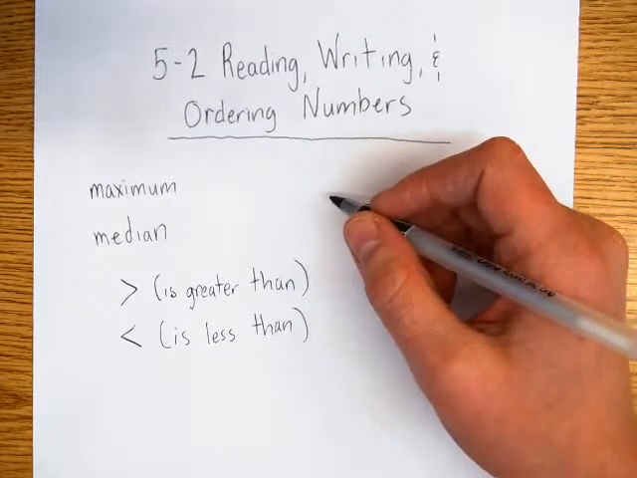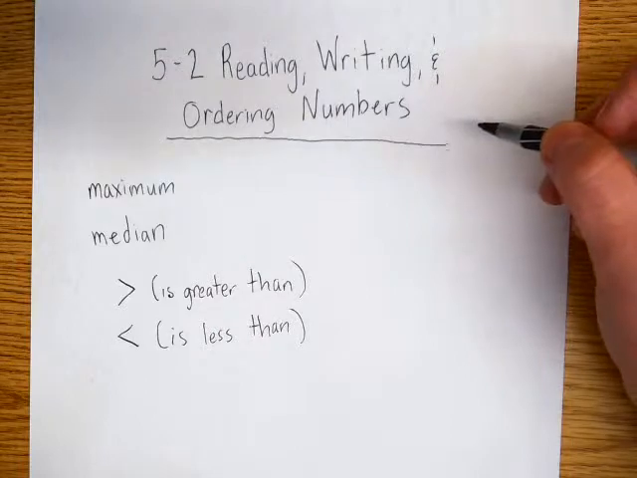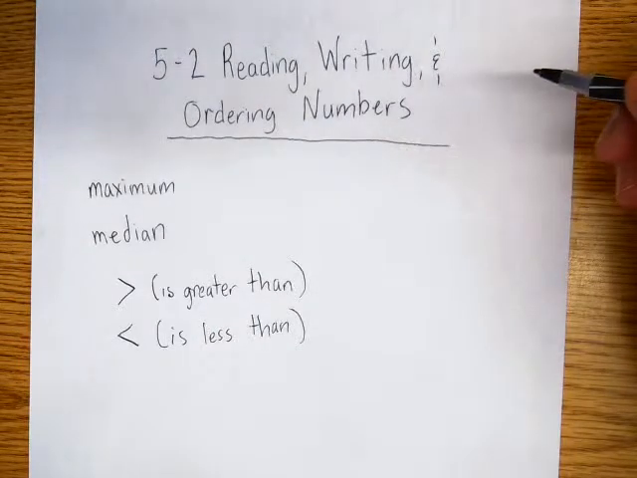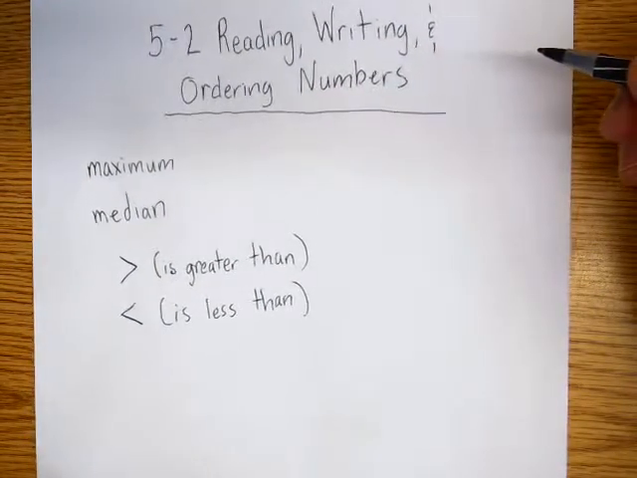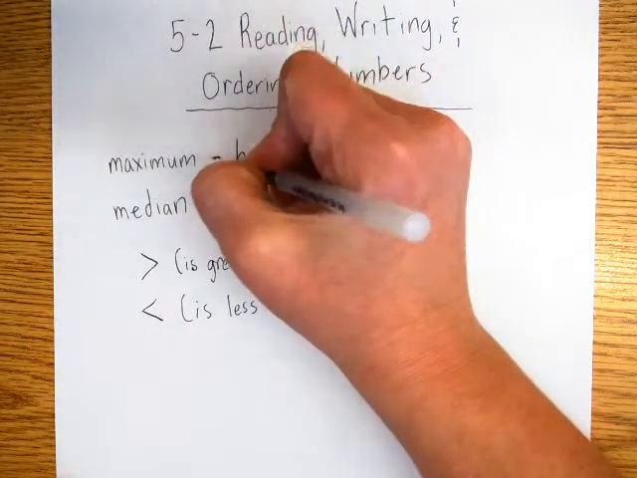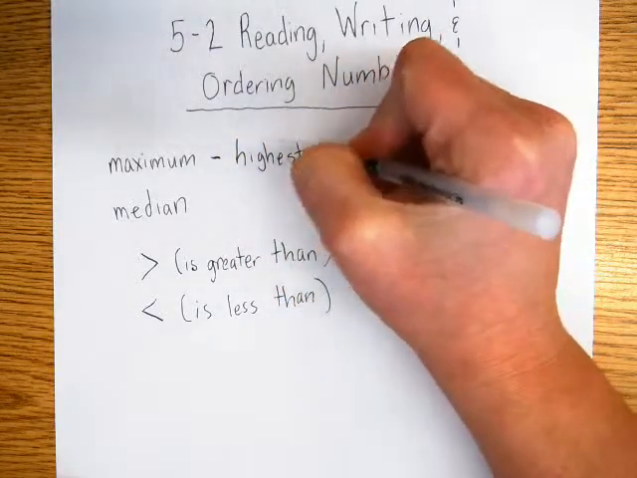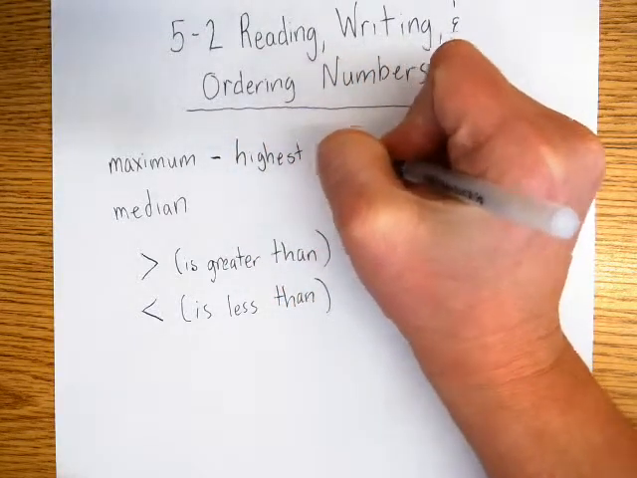This is lesson 5-2, reading, writing, and ordering numbers. The parent help video for grade 3 Everyday Math. There are a few vocabulary words we have to look at in this lesson. The first one's maximum, and the maximum means the highest number. So if we have a group of numbers, the maximum is going to be the highest one.